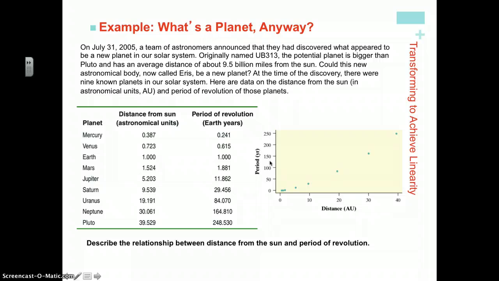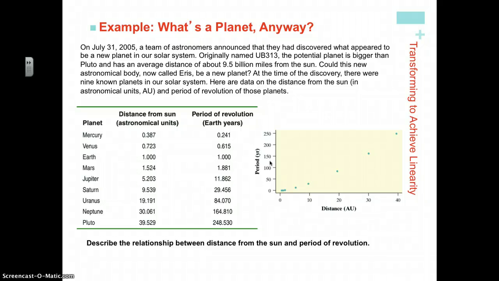On July 31st, 2005, a team of astronomers announced that they had discovered what appeared to be a new planet in our solar system, originally named UB 313. The potential planet is bigger than Pluto and has an average distance of about 9.5 billion miles from the sun. Could this new astronomical body, now called Eris, be a new planet? At the time of discovery, there were 9 known planets in our solar system.